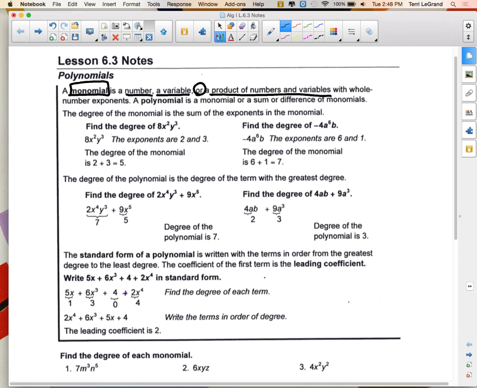So a monomial can be just a number, can be just a variable, or it can be a product of numbers and variables. And notice what else it says. It does have to have whole number exponents, okay? So let me give you some examples of some monomials. The number 10 is a monomial.